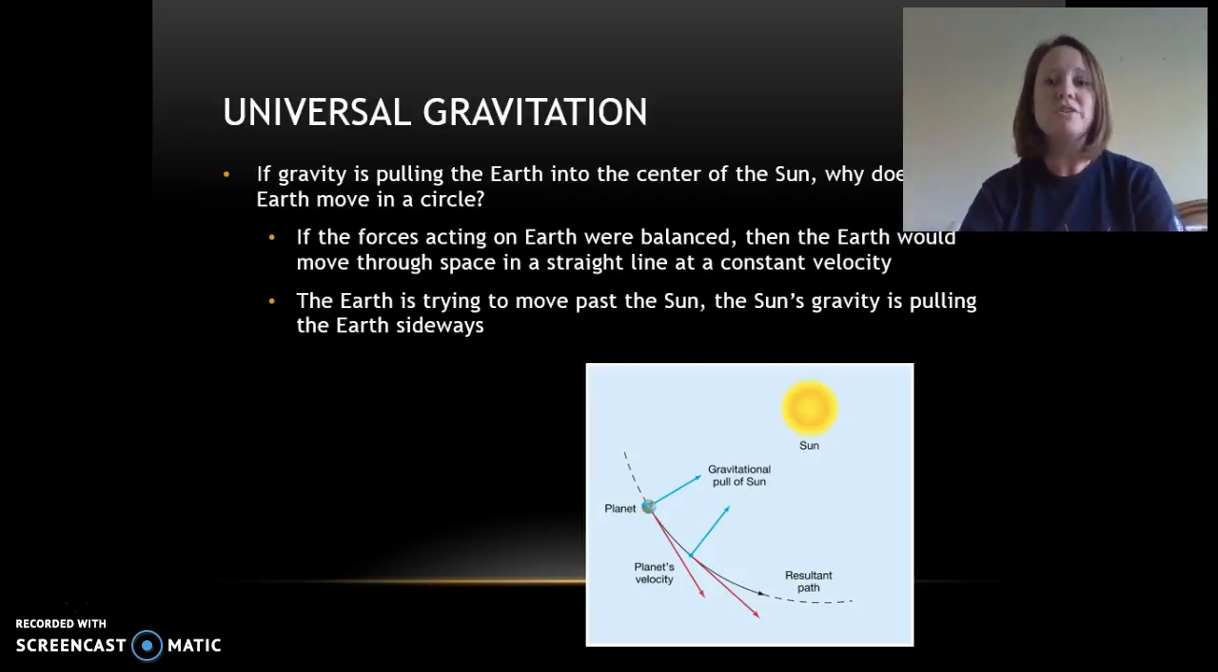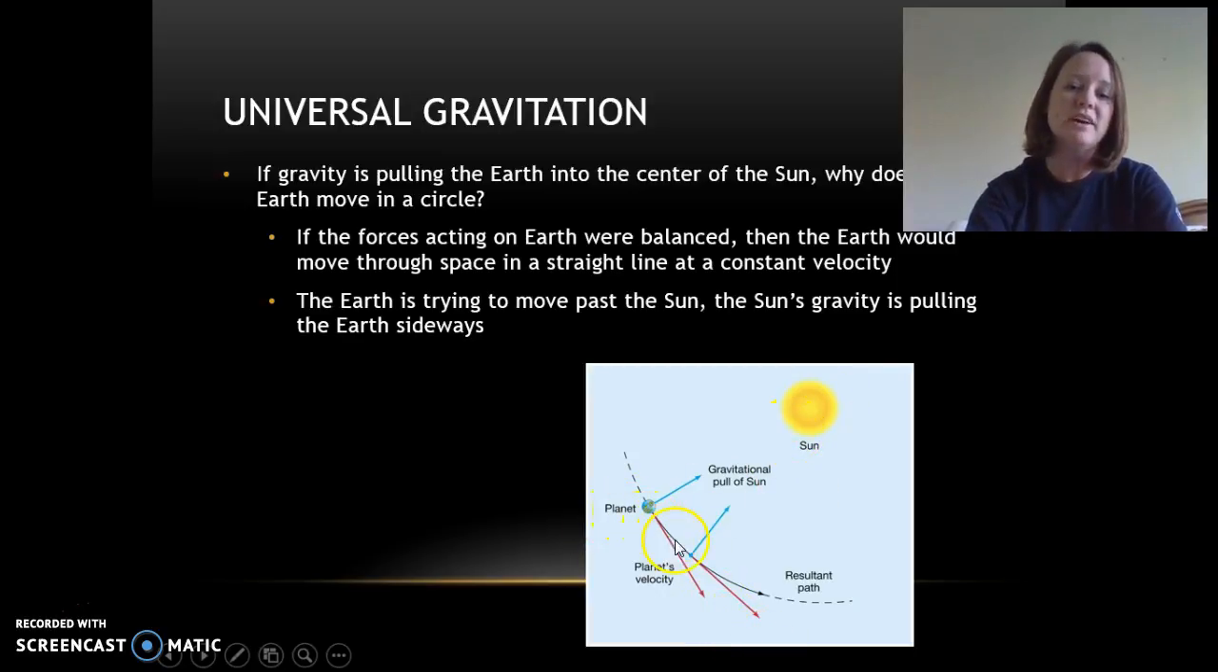So the Earth, though there's no friction in space, it's going to continue to move, but the sun's gravity pulls it towards the sun, keeping it in that circular orbit. So it's always trying to move past the sun, but the sun's gravity is pulling it sideways. And you can see that from the diagram here. The Earth wants to keep moving in a straight line, but the gravity of the sun is pulling it, so we kind of cut that angle, and the resultant path ends up being that elliptical or circular orbit.